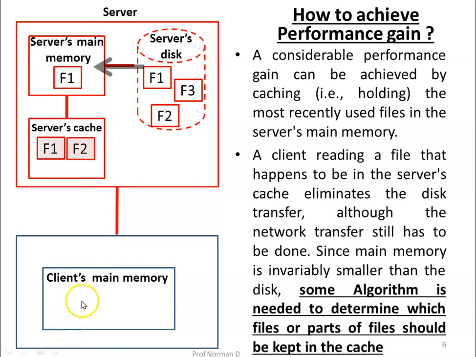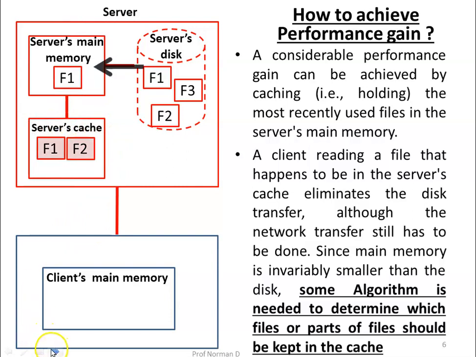Considerable performance gain can be achieved by caching the most recently used files in the server's main memory. So a client reading a file that happens to be in the server's cache eliminates the disk transfer, although the network transfer still has to be done. Since main memory is invariably smaller than the disk, an algorithm is required to determine which files or parts of files should be kept in the cache.